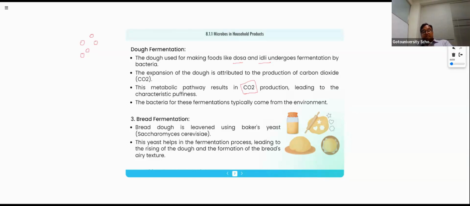You know very well the bread dough is formed with the help of the baker's yeast. The baker's yeast is also called Saccharomyces cerevisiae.